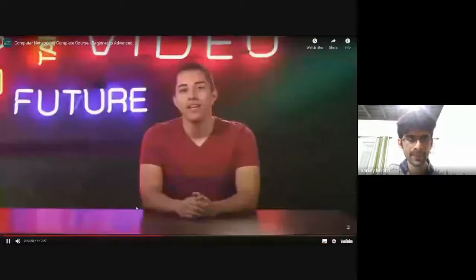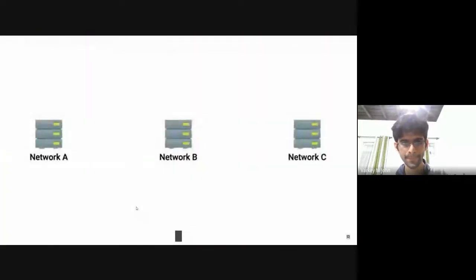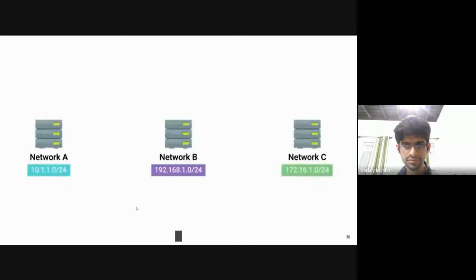Now that you know the basics of how every layer of our network model works, let's go through an exercise to look at how everything works at every step of the way. Spoiler alert, things are about to get a little geeky in a good way. Imagine 3 networks. Network A will contain address space 10.1.1.0/24. Network B will contain address space 192.168.1.0/24. And network C will be 172.16.1.0/24.